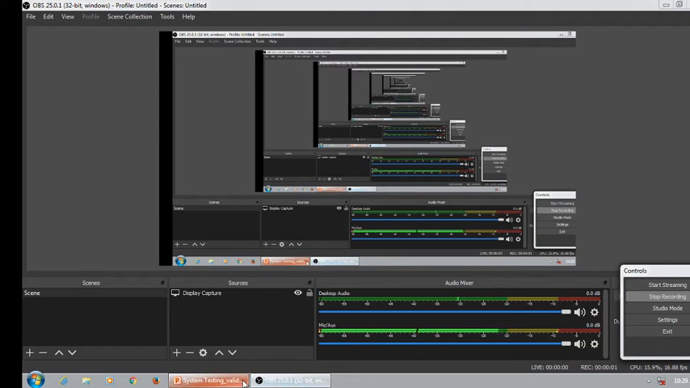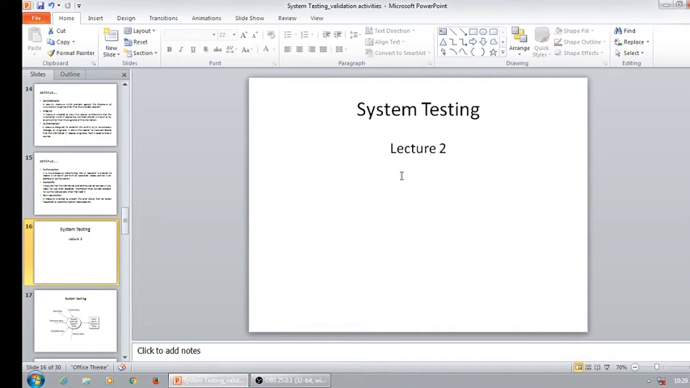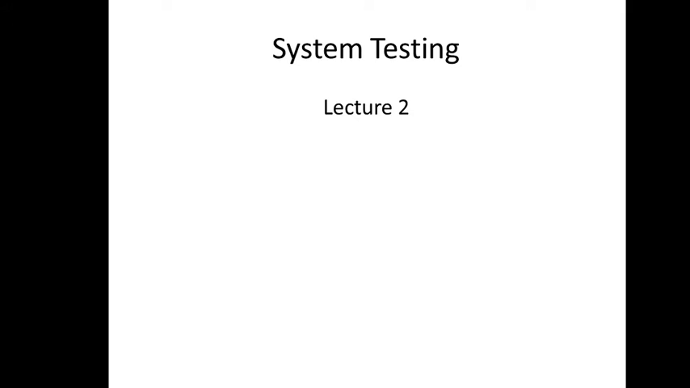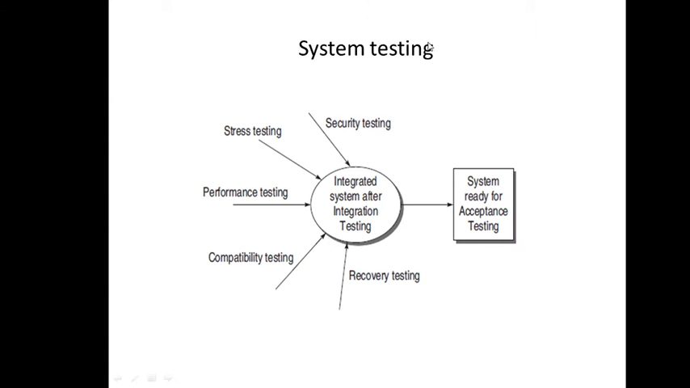Good morning, students. Let's continue with the system testing. In the last lecture, we discussed the very first type or parameter of system testing, that is security testing. What does it mean? What are the different elements? How can it be achieved, and everything.